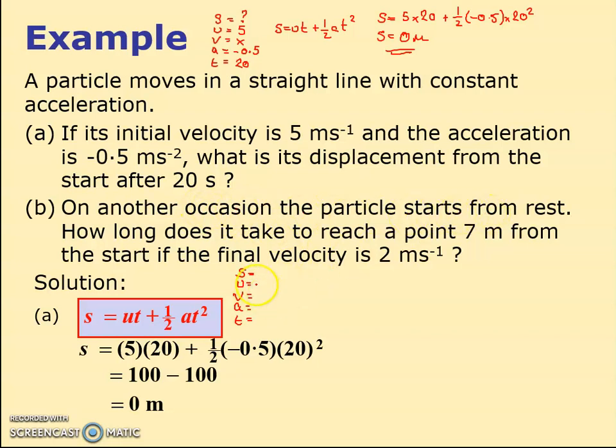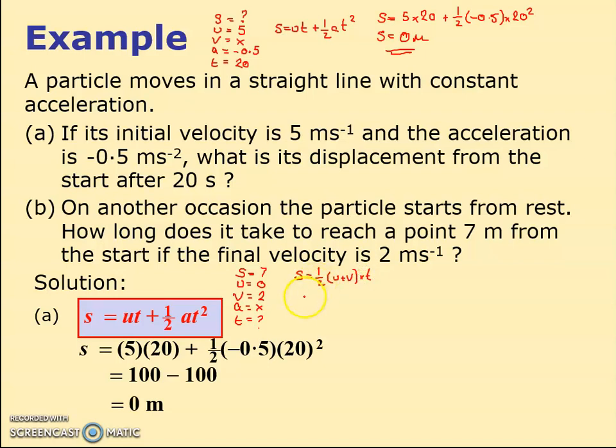It says it starts from rest. Well, that's often a phrase to mean u equals 0. How long does it take to reach a point 7 meters away if the final velocity is 2. How long implies I want the time. I don't know the acceleration. So if you don't know the acceleration, again, you've got to go through this process of sussing which one it is you've got. And there's the one that says s equals a half of u plus v times t.